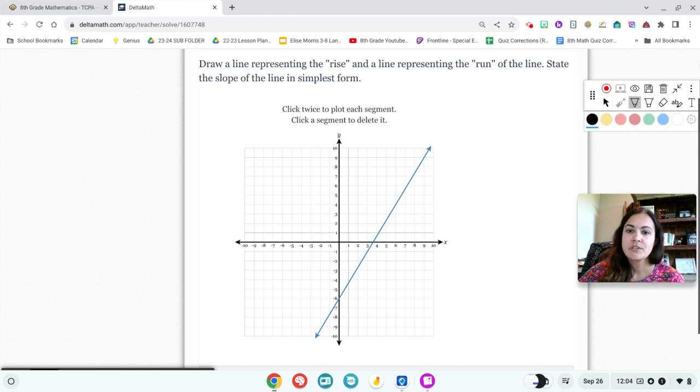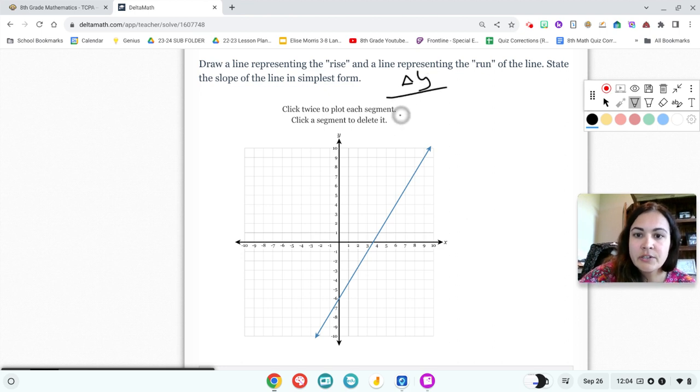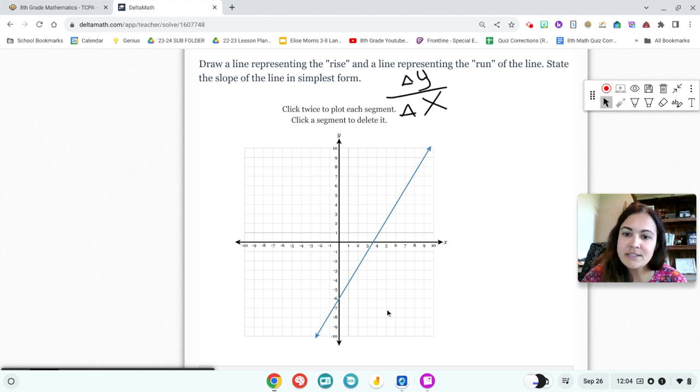So you're going to look at, and I'm going to use a symbol here. Don't get freaked out, because I just don't want to write the word change. Change in Y over change in X. That's called delta Y over delta X. It's just like a shortcut so that I don't have to write the word change, or subtracting the Y's over subtracting the X's. Okay, so here's why I like Delta Math.